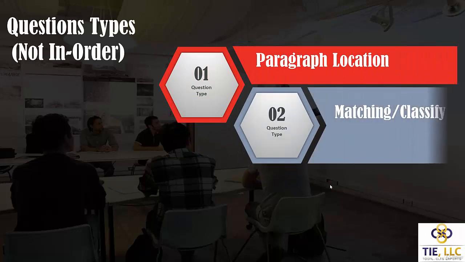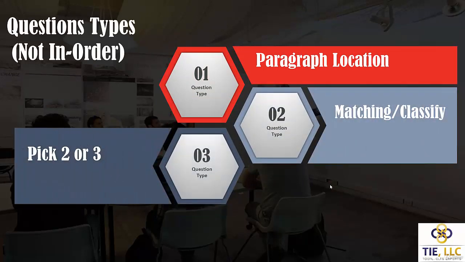Now, there's some question types that do not go in order. Paragraph location question. They love this question. You're going to have this question on the exam. The matching question or classification question, but really it's just the matching question, right? That does not go in order. And the pick 2 or 3, really it's pick 2 or 5. It could be pick 2 from a list, 3 from a list, 4 from a list, 5 from a list. But they really have been asking that question type more and more on the recent exams this year.